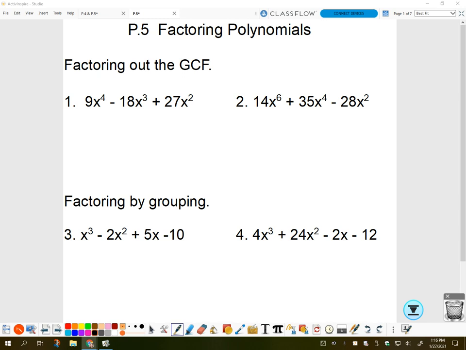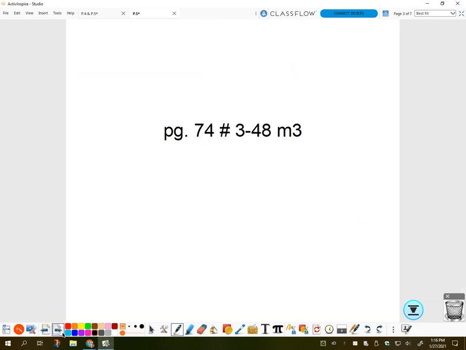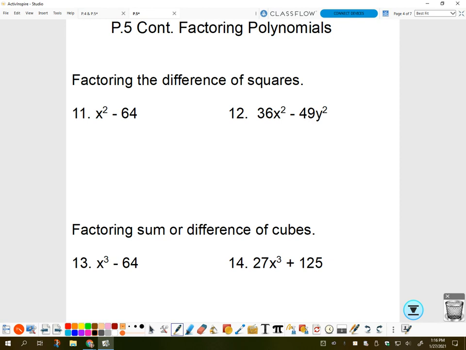Okay, so we're going to factor again. This is yesterday's. Let me get past that. Okay, so we're going to factor. We're going to talk about a couple of other ways to factor, and then how do you know which method to use when they don't tell you.